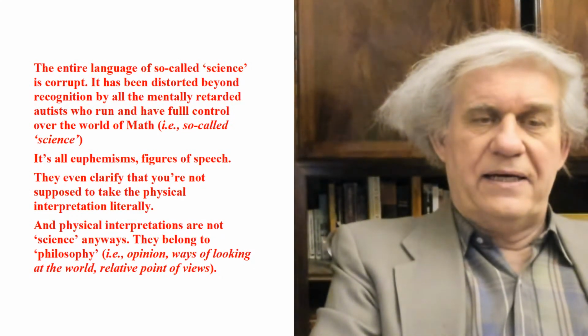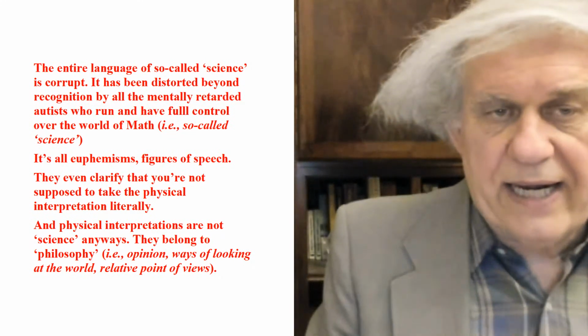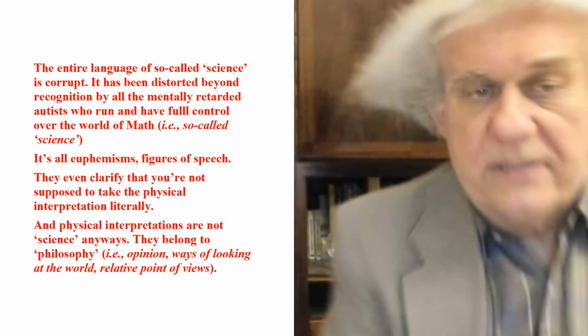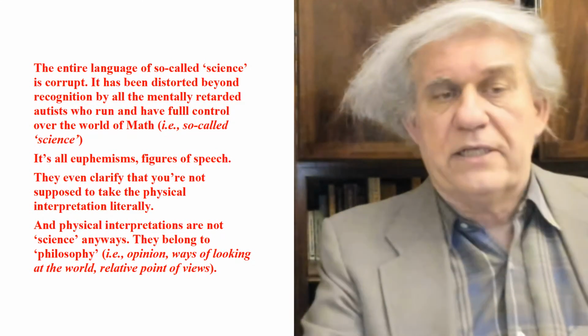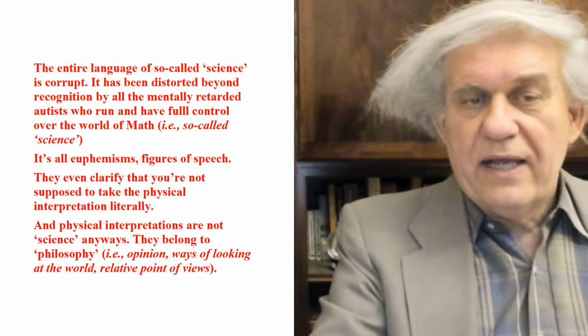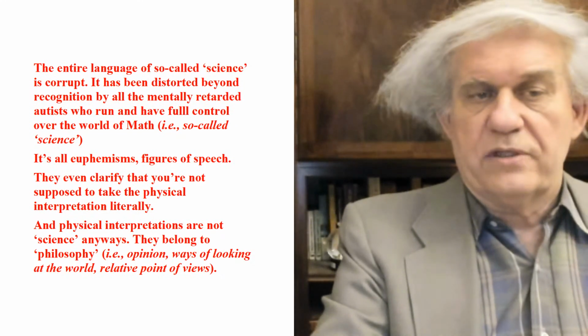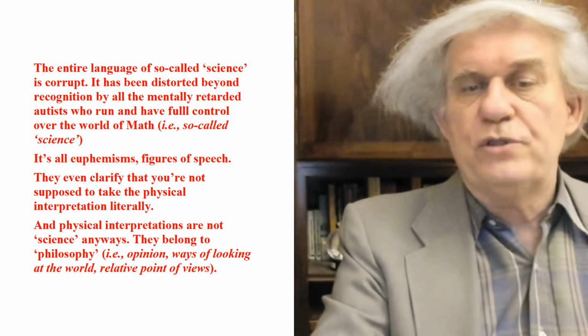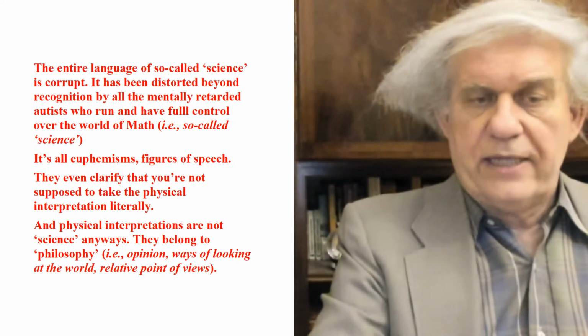Okay, so I put here, the entire language of so-called science is corrupt, has been distorted beyond recognition by all the mentally retarded autists who run and have full control over the world of math. They use euphemisms, figures of speech, and so on and so forth. That's essentially my conclusion. Particles are not particles. Spin does not mean spin. It's not spinning like a top. I talked about that in the past. It's an orientation. It's weird.